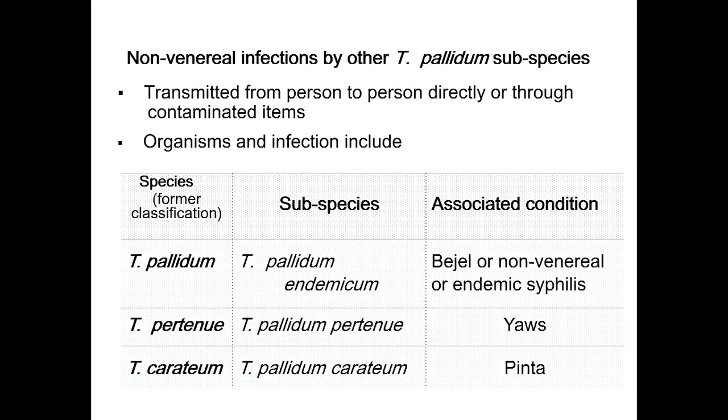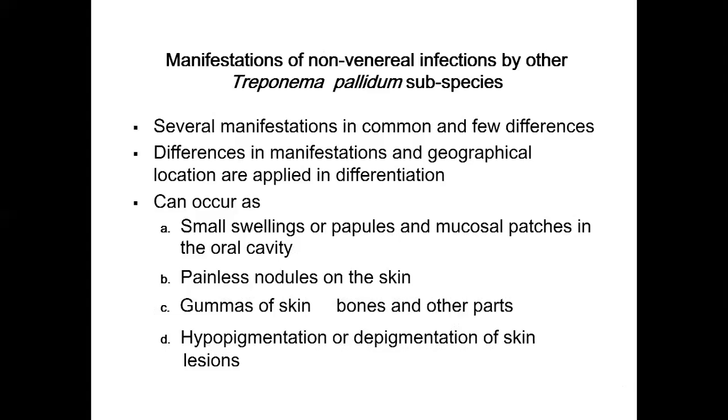Then there's what was called Treponema pertenue. If you look at the subspecies classification, it will be Treponema pallidum, subspecies pertenue, and the illness is yaws, and Treponema carateum, or Treponema pallidum carateum, the illness is pinta. So you can still call it Treponema carateum or Treponema pertenue, causing those, and carateum causing pinta, etc. So in general, we can't go through those illnesses one by one. They have several manifestations in common, so much so even with the venereal syphilis we just talked about. And they have a few differences.